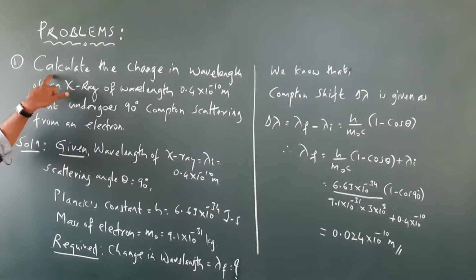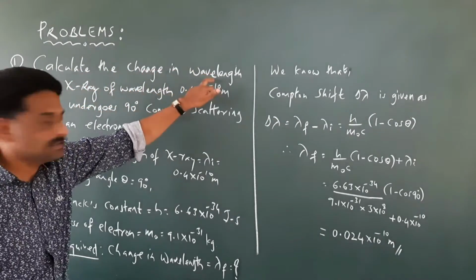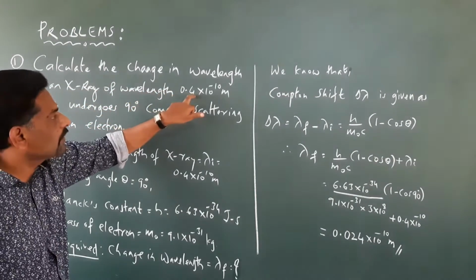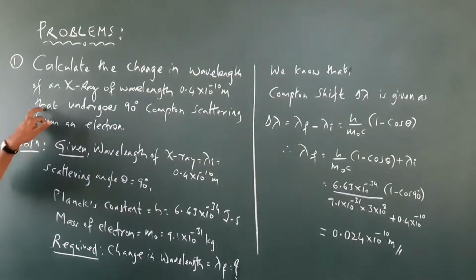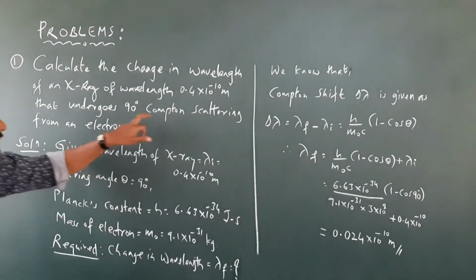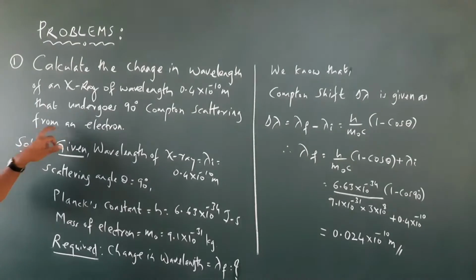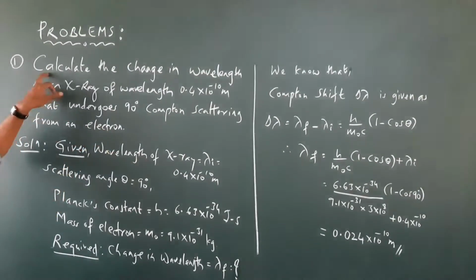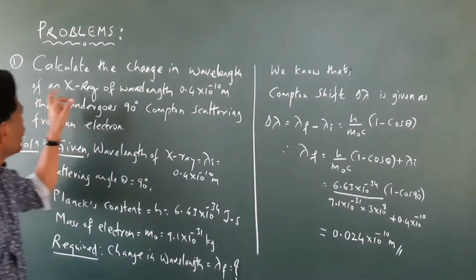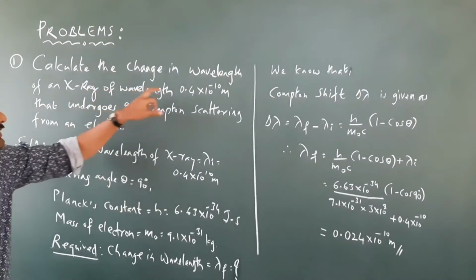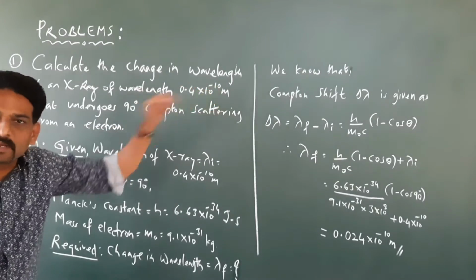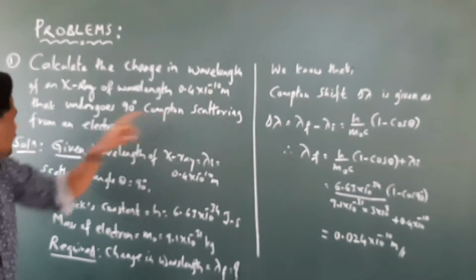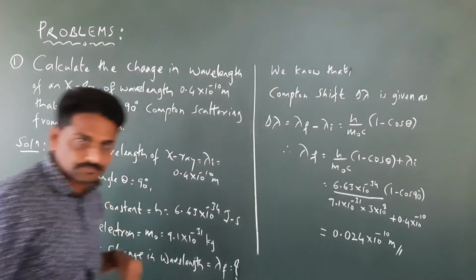Calculate the change in wavelength of an X-ray of wavelength 0.4 into 10 to minus 10 meter that undergoes 90-degree Compton scattering from an electron. I will repeat. Calculate the change in wavelength of an X-ray of wavelength 0.4 into 10 to minus 10 meter that undergoes 90-degree Compton scattering from an electron.